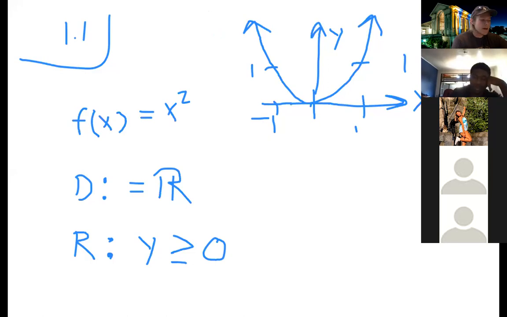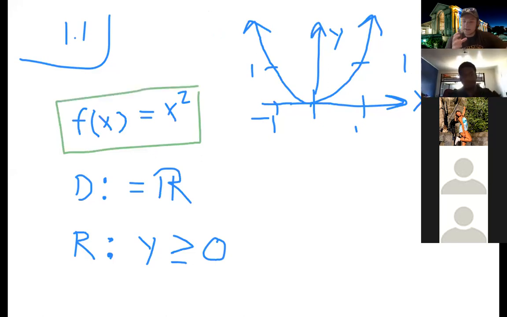Y can equal 0. And it makes sense, because if we look at our original equation, f of x equals x squared, anything squared, it doesn't matter if it's a negative or a positive number, we're always going to get a positive value. So that tells us that y will never be negative. Our range will never go into the negative numbers.